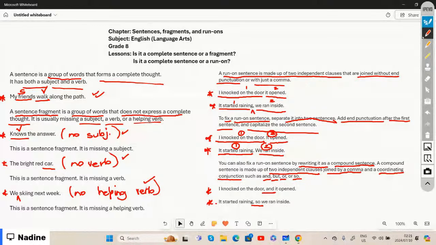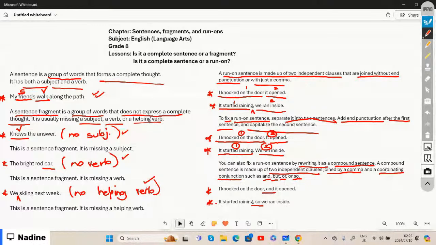All right. So before we go on to A plus students.ca, we are going to do the lesson of, is it a complete sentence or fragment? Is it a complete sentence or run-on? We say that a sentence is a group of words that forms a complete thought, and it has both a subject as well as a verb.